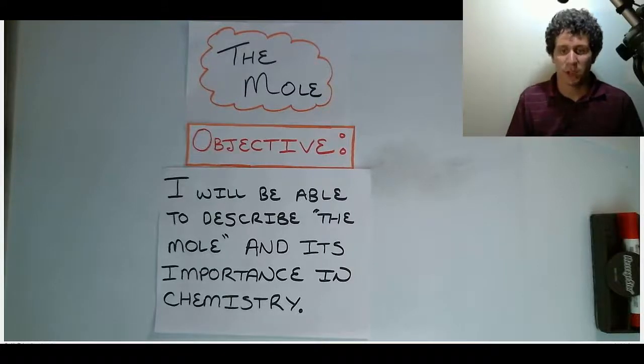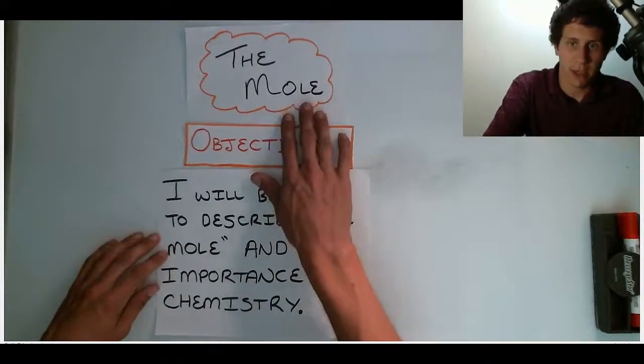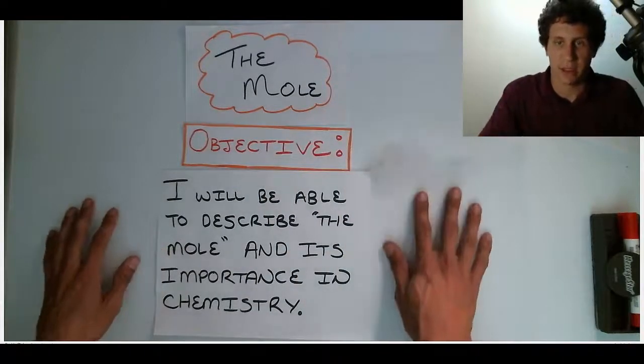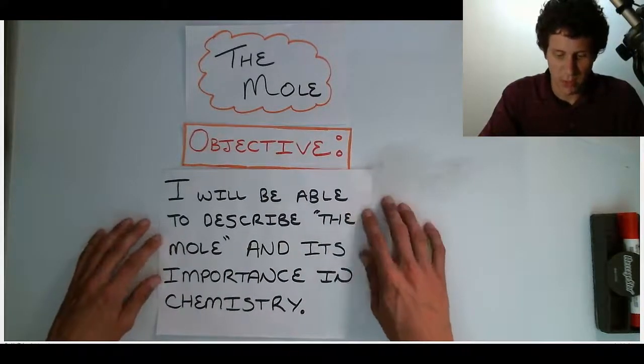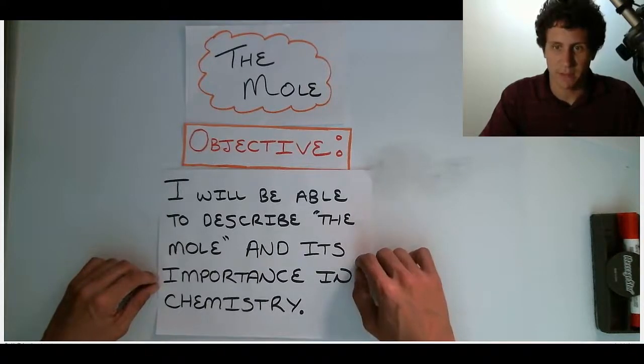Alright, welcome back. So today we're going to discuss a concept known as the mole. The mole is a very important chemistry concept because it allows us to keep track of atoms in chemistry. So today's objective: I'll be able to describe the mole and its importance in chemistry.